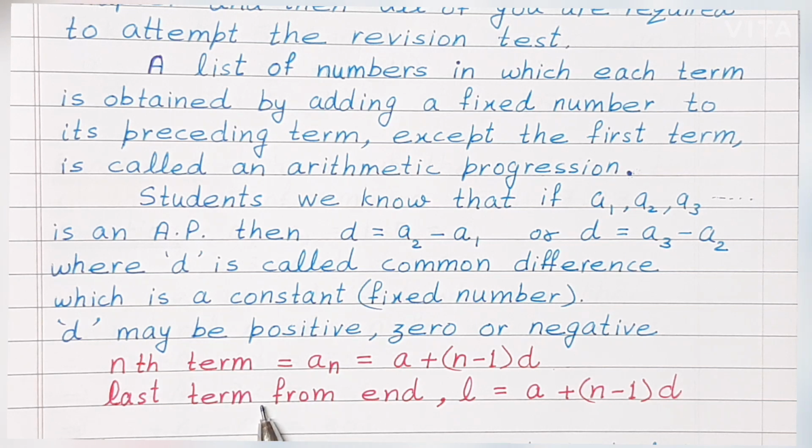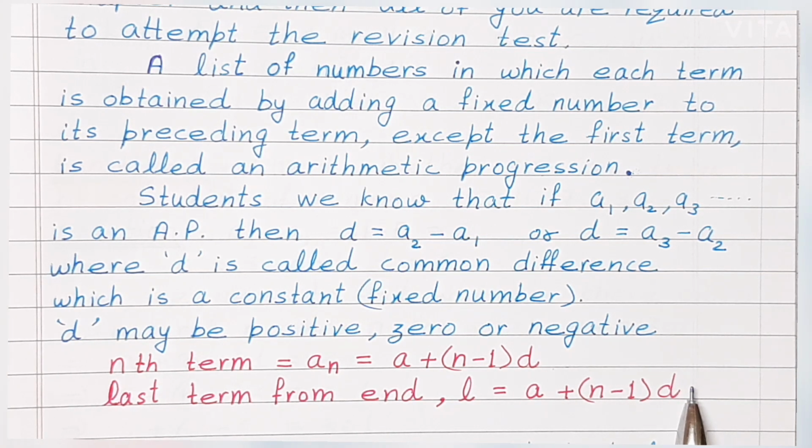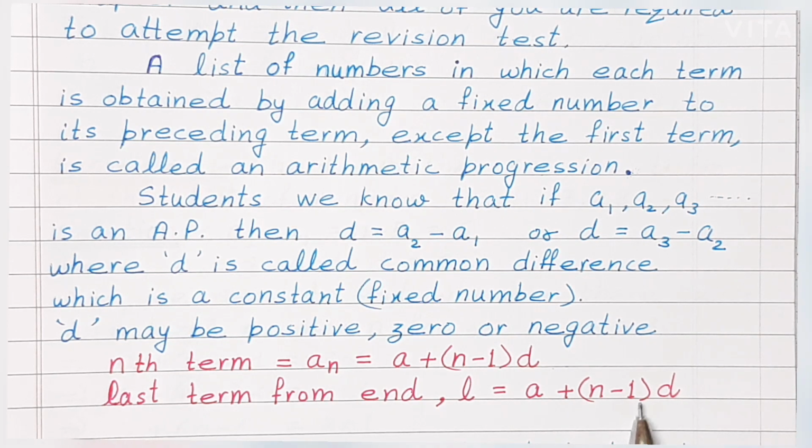Now let us revise the formula. Nth term, An is equal to A plus n minus 1 D, where A is the first term, D is common difference and n is the number of terms in a given series. And last term from the end, L is equal to A plus n minus 1 D. The formula will remain the same. Only what we have to do is the last term will be calculated with this.